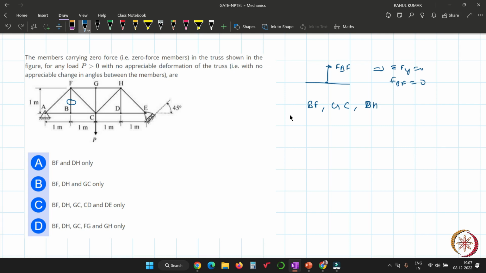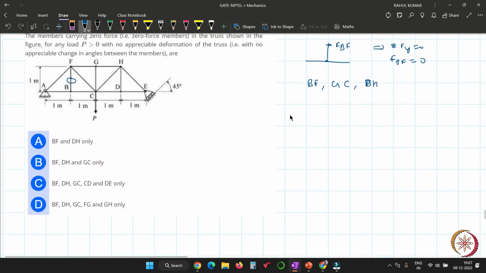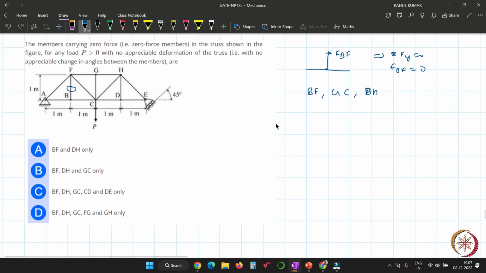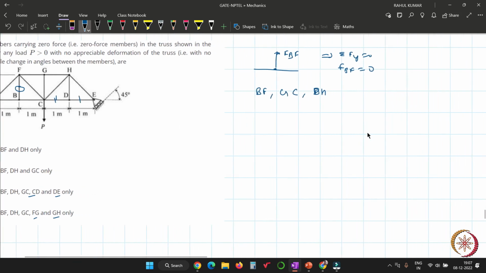Now what are the other options? The options are saying that you also have to check the force in the members CD and FG and GH. So where is CD? CD is here, right? And where is D? D is here. We already have the result that DH is 0. So now let's cut the section here.